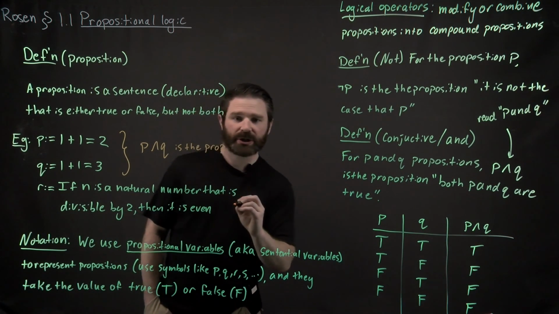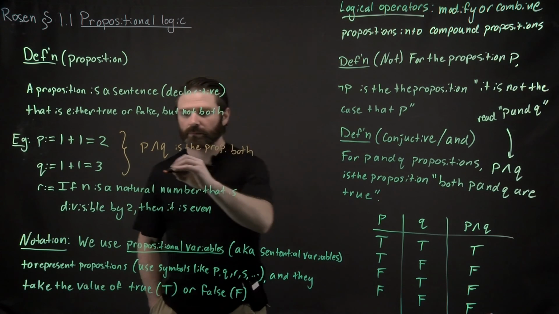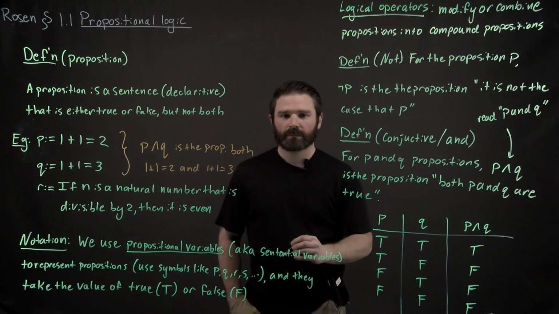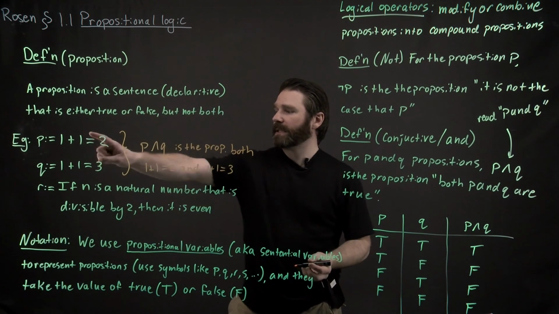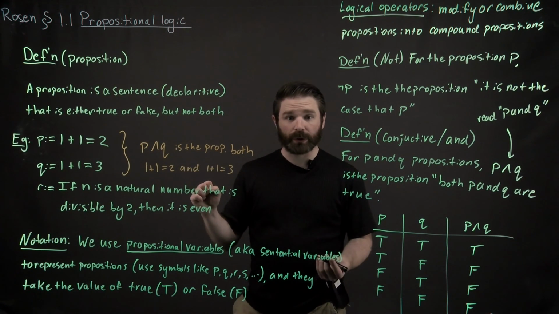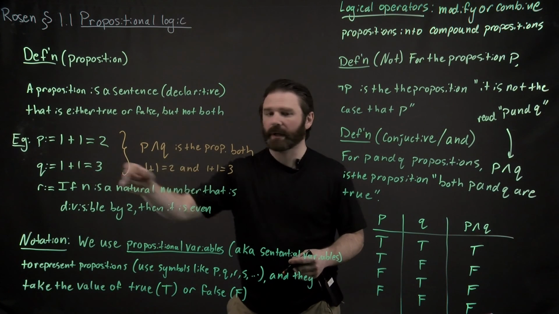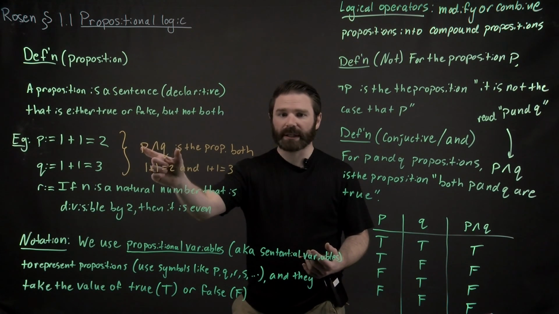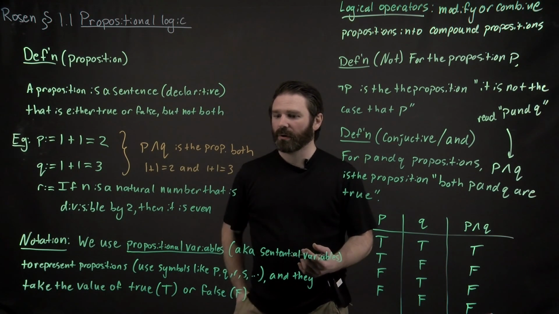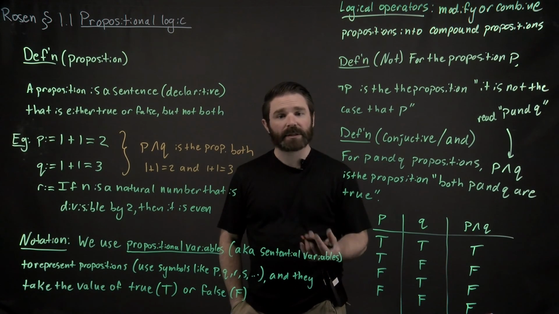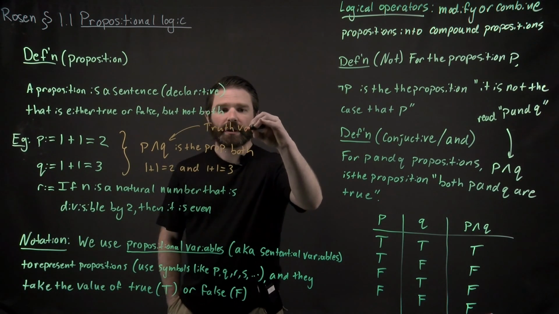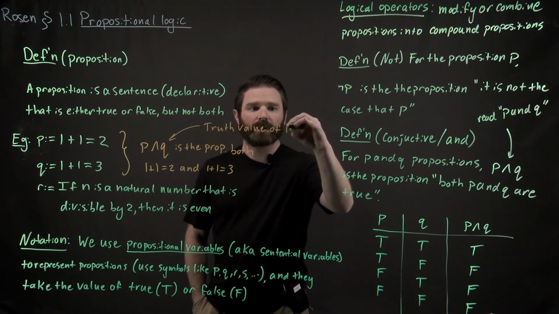So this would represent the proposition, and you'll notice that this particular propositional variable right here, the way we've defined it, has a truth value of true, and this propositional variable has a truth value of false. So this conjunctive, P and Q, is a proposition that both 1 plus 1 equals 2 and 1 plus 1 equals 3, that is false. So in this particular instance, we would say this has a truth value of false.